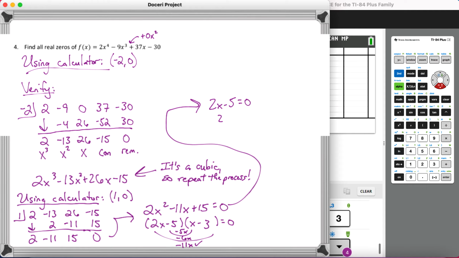You set each of those equal to 0. So you can see with the first factor, it turns into x equals 5 halves. And then with the second factor, you get x equals 3.